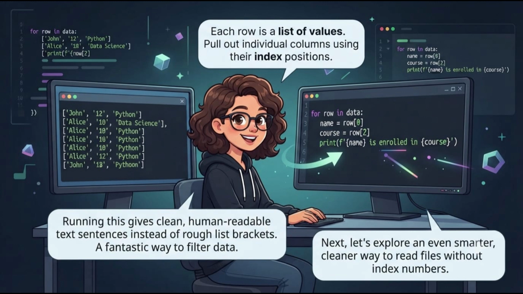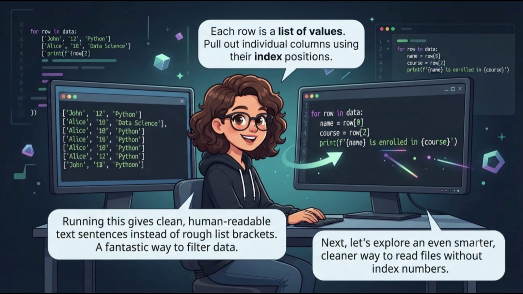Let's change our print statement inside the loop to look like this: name = row[0] and course = row[2]. Then, we print a nicely formatted string. Running this gives us clean, human-readable sentences in the console instead of rough list brackets. It is a fantastic, straightforward way to filter data rows.